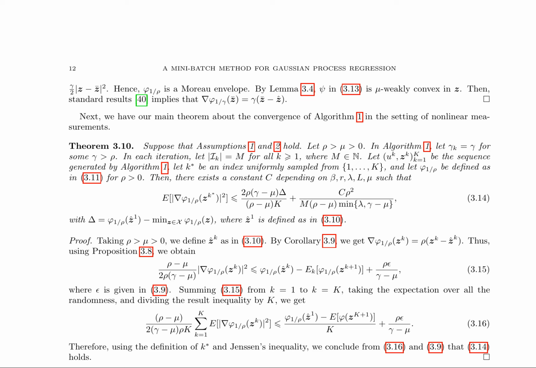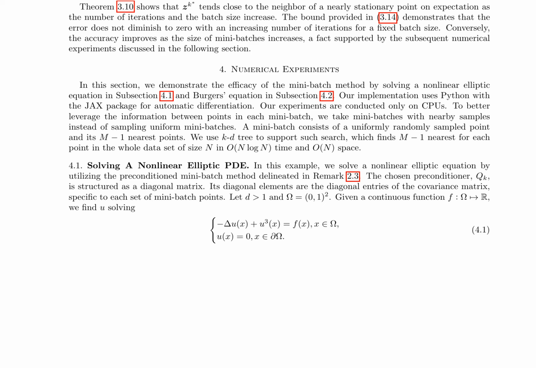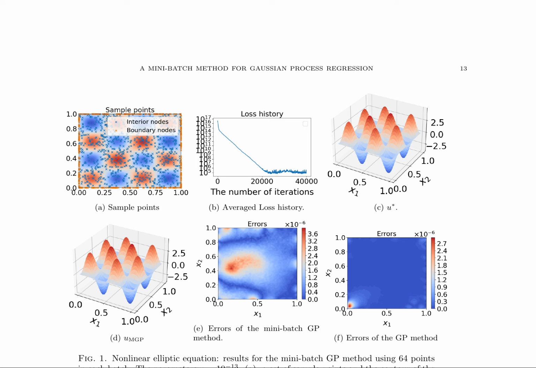They also demonstrate the efficacy of the mini-batch method through numerical experiments, solving a nonlinear elliptic equation and Burgers' equation. The experiments are conducted using Python with the JAX package for automatic differentiation, leveraging information between points in each mini-batch by taking nearby samples. Here is the combined summary.